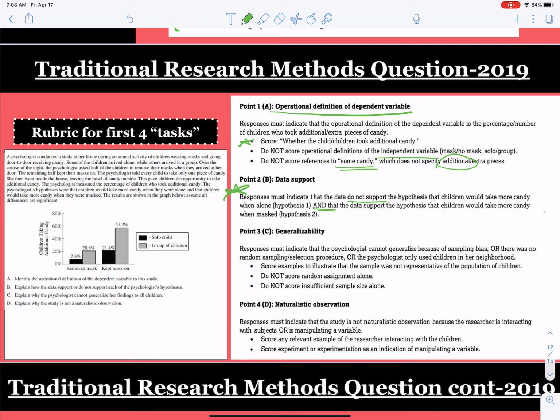Generalizability. They're looking for you to say that the psychologist cannot generalize the findings in this case, and it's because of sampling bias, or there was no random sampling, or the psychologist only used children in her neighborhood. That's what they were looking for in this question. So what you have to be really careful about is addressing what's happening in your context. You don't want to just say how results can be generalized generally in research. You have to be very specific to what happened in this research that they're asking you about. And naturalistic observation, you can read that later.